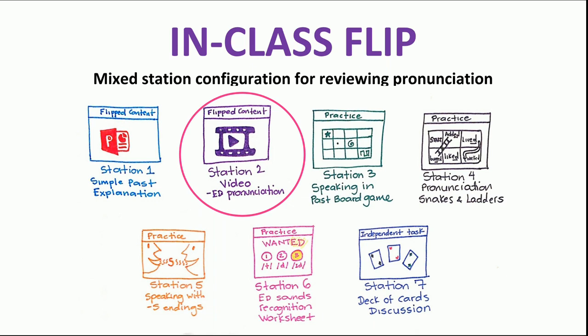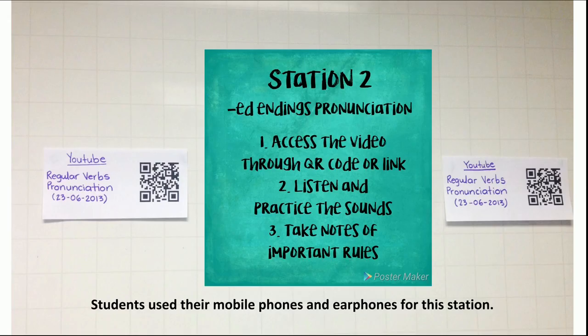Station 2 focused on the explanation of ED pronunciation through a curated YouTube video. For this station, QR codes were posted on the walls, as you can see in the picture, and the title of the YouTube video was also provided as a plan B for the students who didn't have a QR code reader. Furthermore, students were required to come prepared with earphones, and they all had internet access through the campus Wi-Fi.